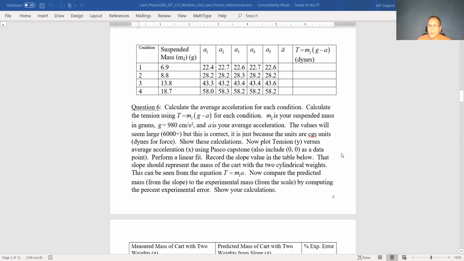Theoretically, because of this equation, we know the first equation we derived was tension equals the mass of the cart times acceleration. This should be linear. If I plot tension versus acceleration, it should be linear, right? Because this is a linear equation. So once you plot it, you want to do a linear fit. And what does that slope represent? Well, that slope should represent the mass of the cart. And in fact, in this part of the experiment, remember, it was the mass of the cart with the two cylindrical weights.